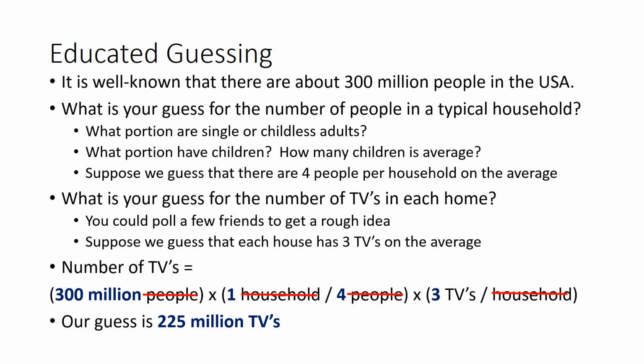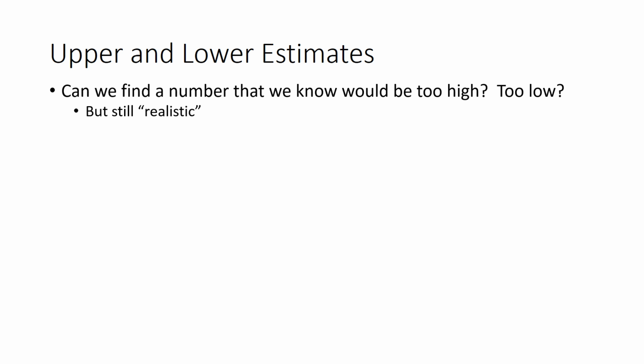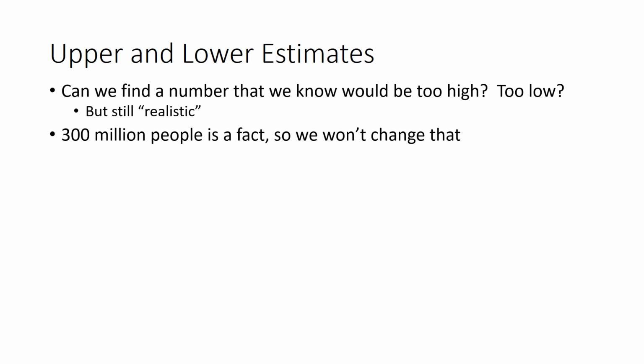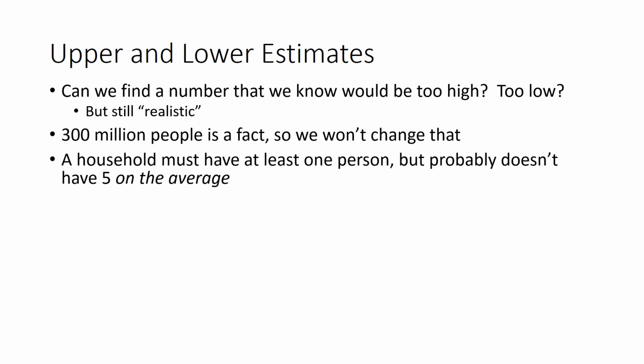Now we might want to come up with upper and lower estimates just to sort of say we know that our estimate should be above a certain amount and below a certain amount. In other words, can we find a number that we know is going to be too high or too low and still be realistic? Well, let's start with the fact that there's 300 million people in the US. We can't change that, so that number is going to be fixed. Now, as far as how many people in a household, we know that there needs to be at least one, but there probably isn't more than five on the average, so that gives us that range.